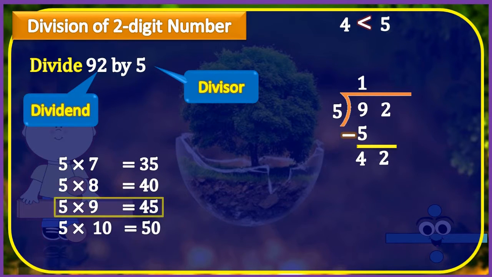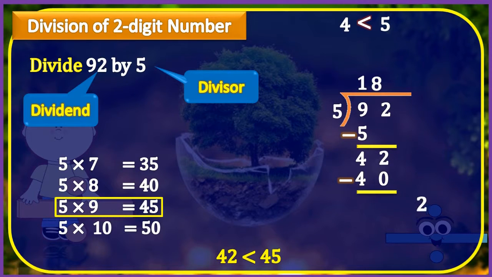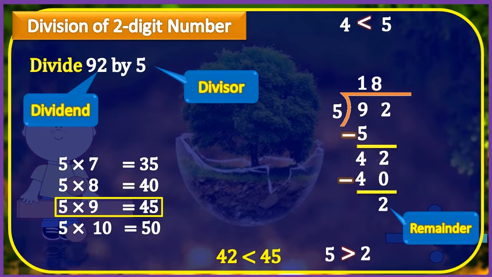And 42 is less than 45. So we will go with the 8th time. So, write quotient 8 and number 40 below this. After subtracting, we get 2, and 5 is greater than 2. And there are no further digits left in the dividend. So, no further division is possible. So we can say that the remainder is 2. Here, the quotient is 18 and the remainder is 2.